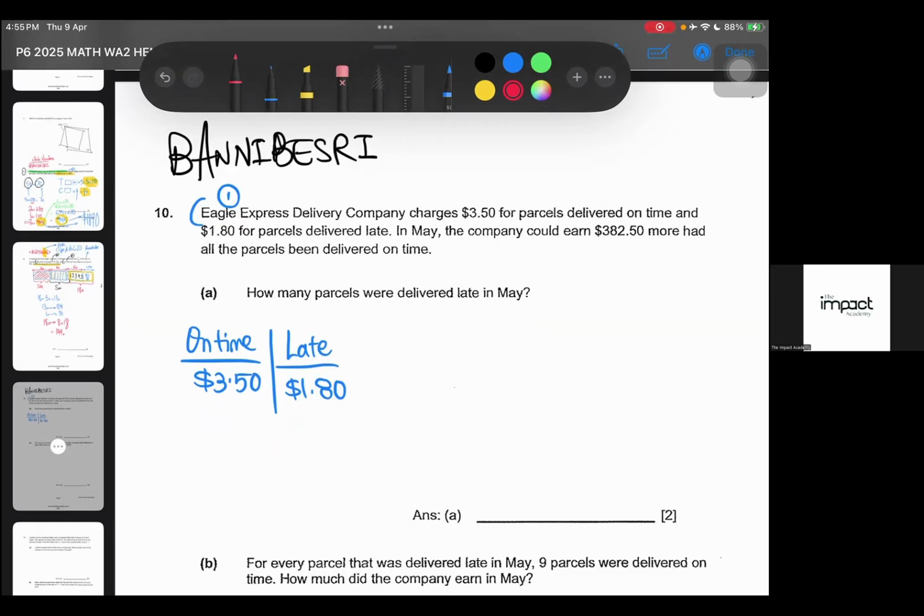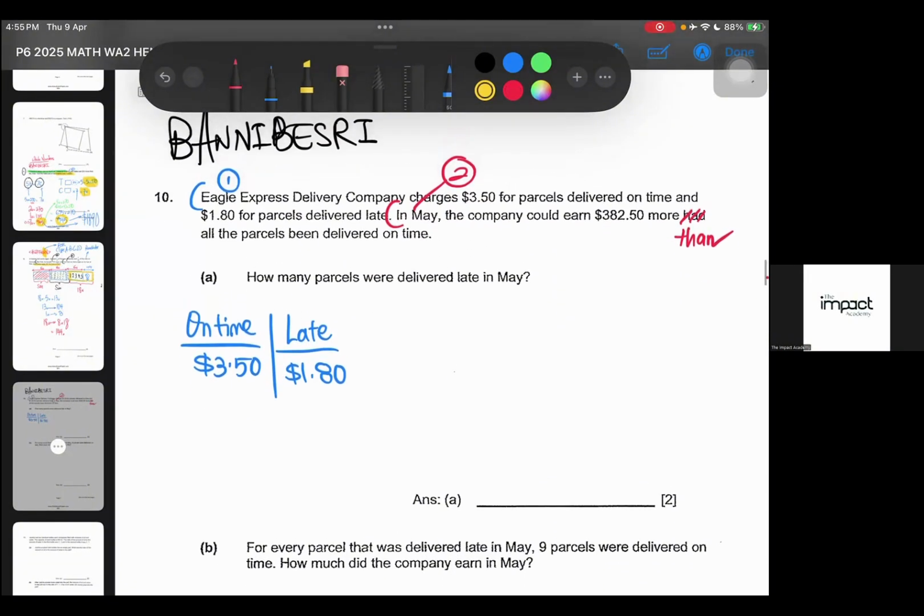Now the question say, in May, what happens? The company could earn $382.50 more. There's a typo here. It should be more than, okay? More than all the parcels being delivered on time. Make sense? Now my question to you is, how then will you find the number of parcels?